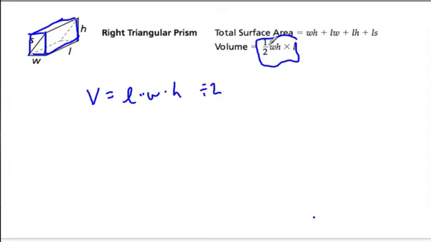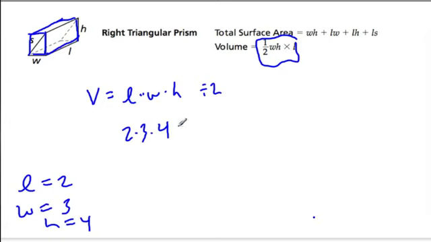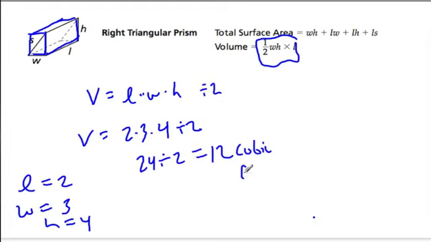Which is what they're doing here. They're doing 1/2 times all of that. Multiplying by a half and dividing by 2 are equal things. So let's keep this the same. Length equals 2, width equals 3, height equals 4. 2 times 3 times 4 divided by 2 is our volume, which is 24 divided by 2, which is 12, let's say, cubic feet.